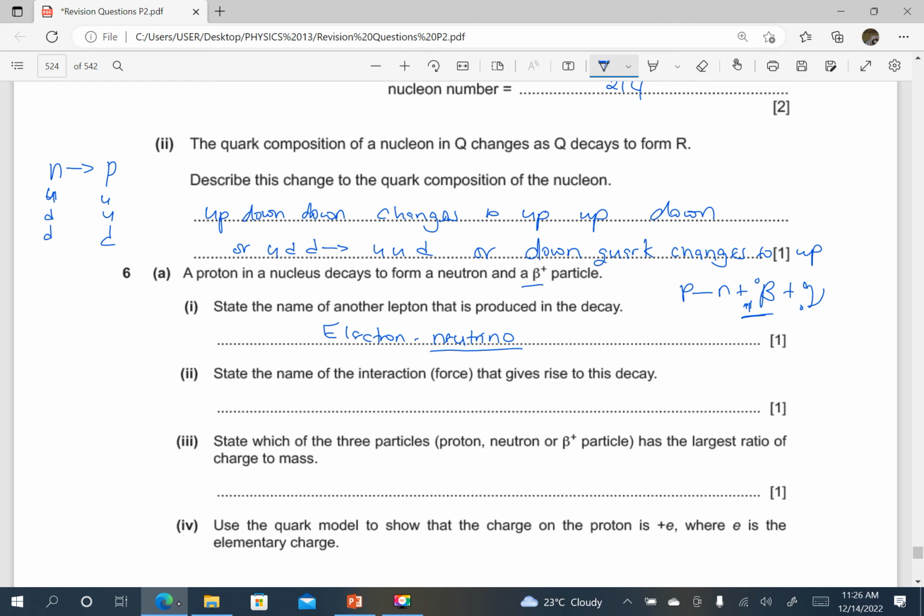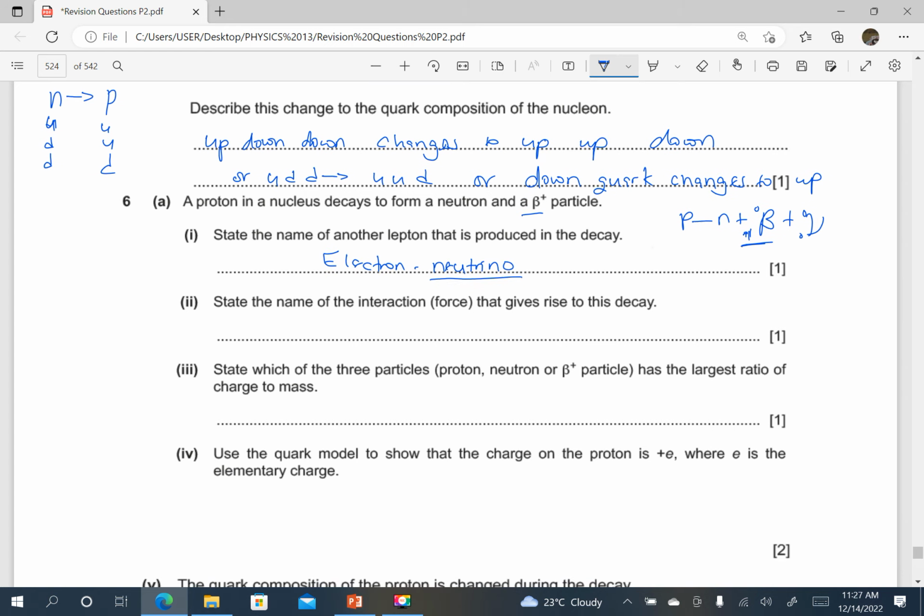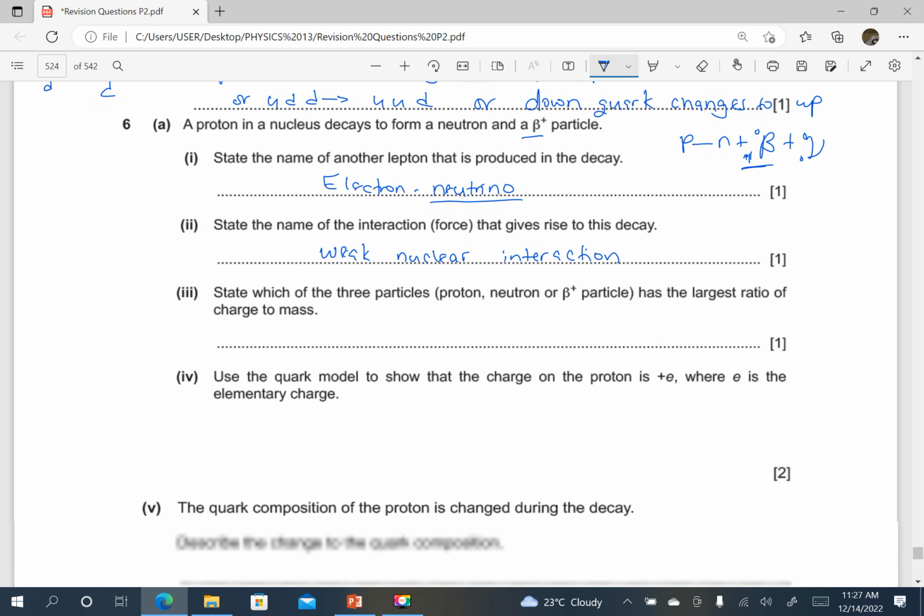State the name of the interaction that gives rise to this decay. Of course, for these interactions, short-range forces are required. And because these reside in the nucleus, the interaction is called the weak nuclear interaction or nuclear force. It is the weak nuclear interaction responsible for beta decay.